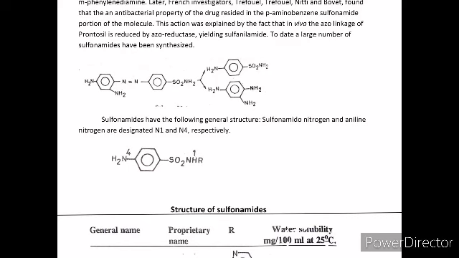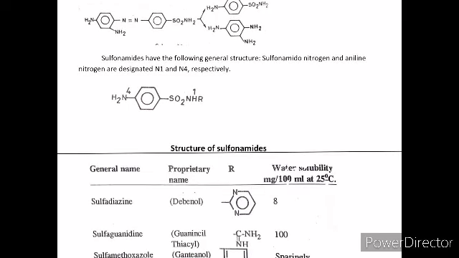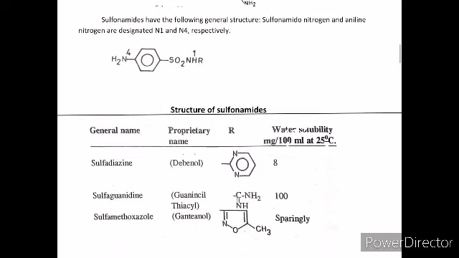Now you can see the general structure of sulfonamides. We have the NHR, so sulfanilamide nitrogen 1, and on the fourth position you have amino, so these are designated as N1 and N4 respectively. Now we will see the different compounds. So first you have sulfadiazine. The R group is on nitrogen 1, and depending on this R group you have different compounds. The first one is sulfadiazine, you can see the structure of R.